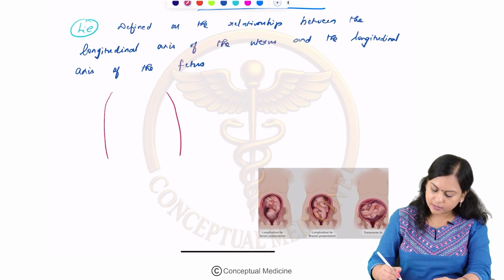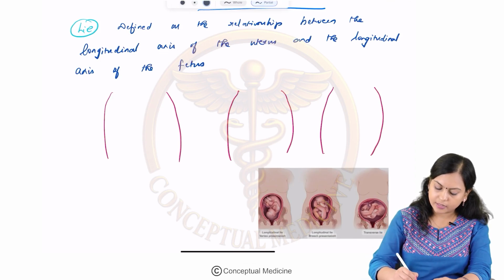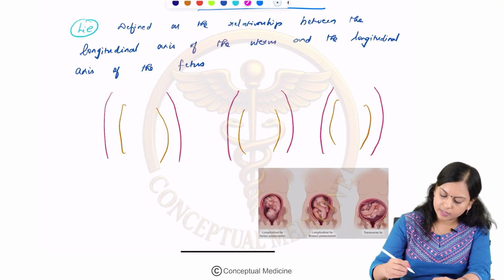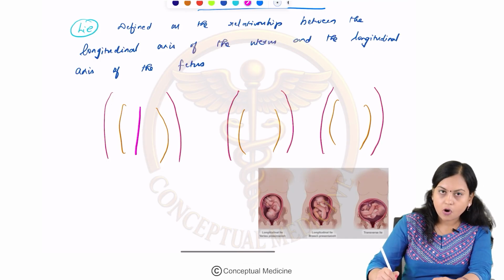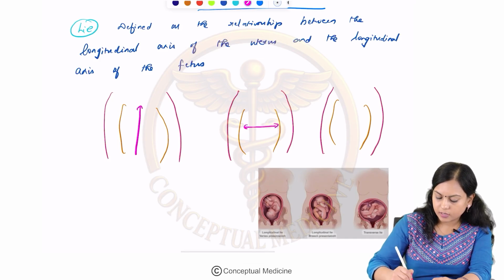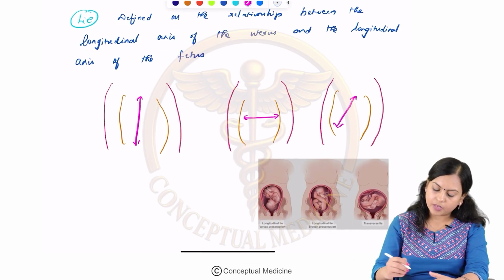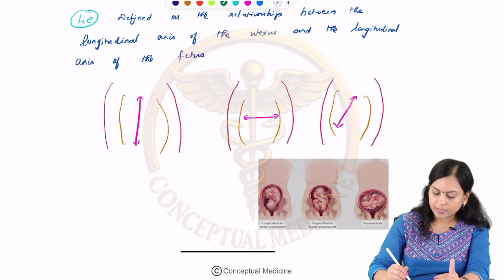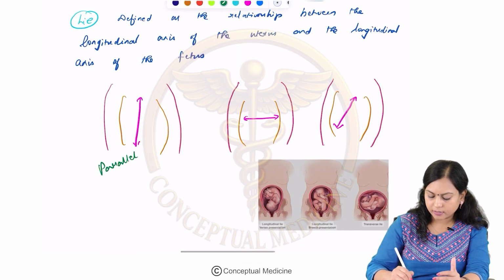For example, if you take this is the maternal abdomen, okay, and this is the uterus, okay. Now, if a fetus is lying in the abdomen, it can lie like this or it can lie like this, okay, or it can lie like this, okay. Now, basically what we call this type of relationship when the longitudinal axis of the baby and the longitudinal axis of the mother are parallel to each other, okay.